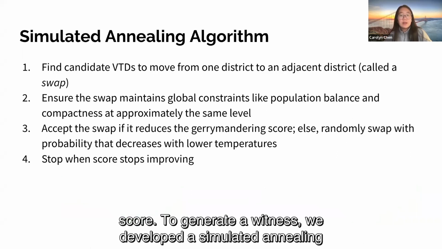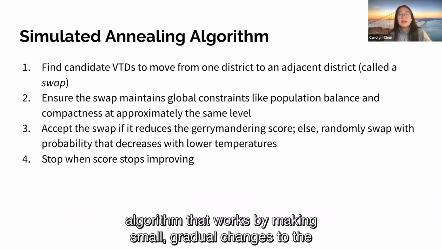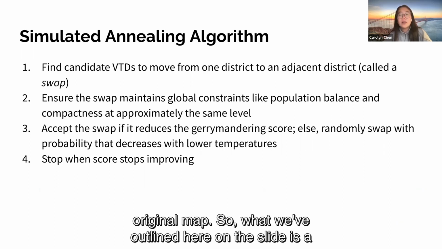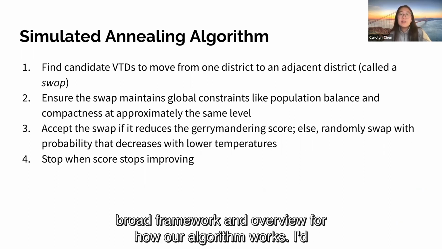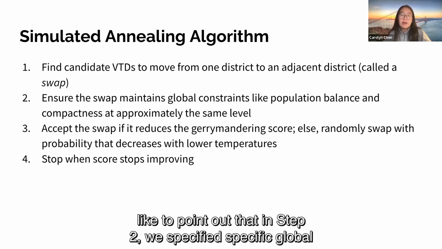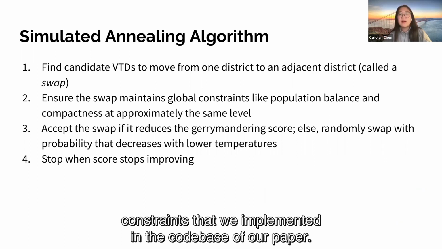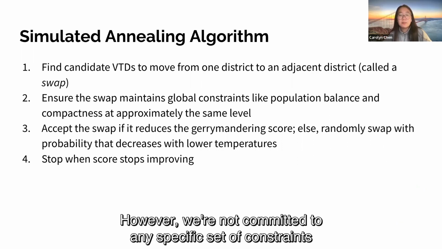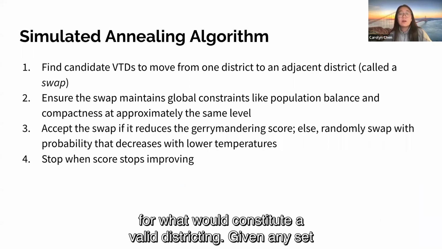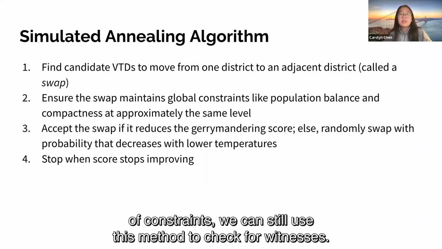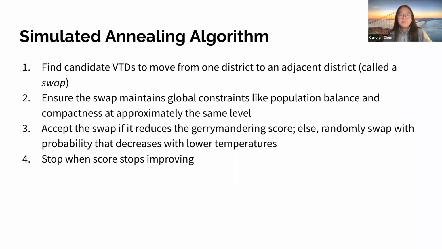To generate a witness, we developed a simulated annealing algorithm that works by making small, gradual changes to the original map. So what we've outlined here on the slide is a broad framework and overview for how our algorithm works. I'd like to point out that in step 2, we specified specific global constraints that we implemented in the code base of our paper. However, we're not committed to any specific set of constraints for what would constitute a valid districting. Given any set of constraints, we can still use this method to check for witnesses.